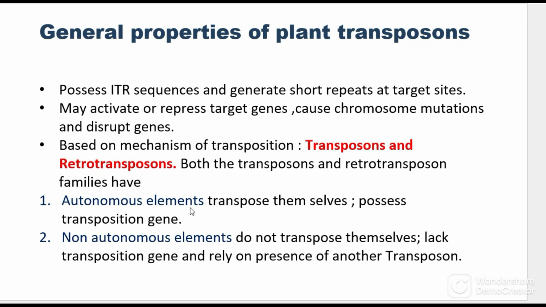Autonomous elements can transpose themselves and possess the transposition gene. That means they are not dependent on any other helping transposon. They are the independent elements. They possess everything they need to promote their own transposition. But non-autonomous elements do not transpose themselves. They lack the transposition gene and rely on the presence of another transposon. That means these elements depend on autonomous elements from the same family for transposition. So we can say that they require a supporting gene.